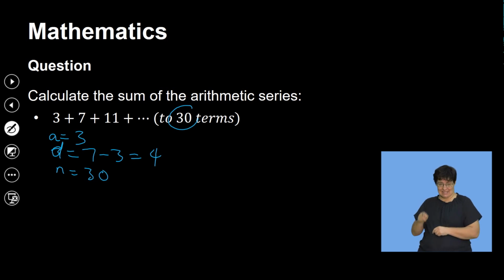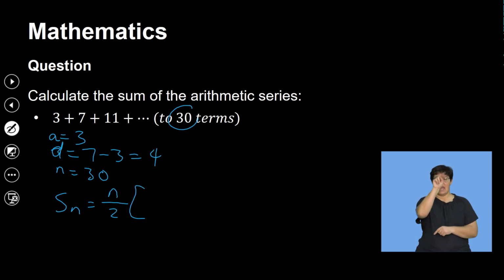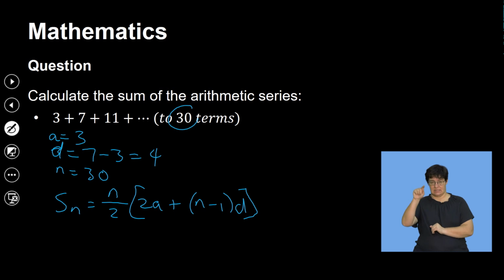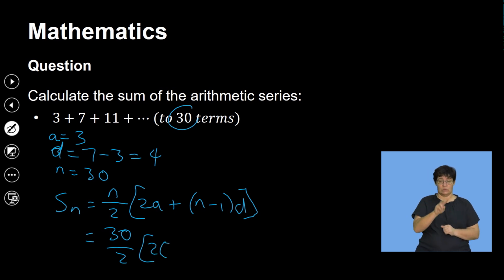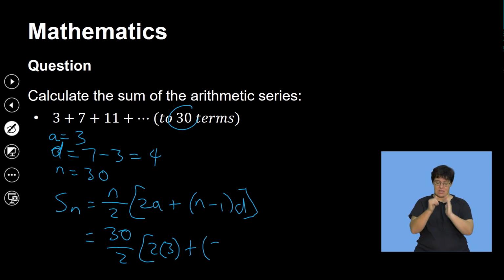I go to my formula. You first start with the formula so that you know what you are going to substitute where. Sn is N over 2 times (2A plus (N minus 1) multiplied by D). Our N, as I said, was 30, right? So my N is 30 over 2 into (2 times my A, which is 3, plus my N there, which is 30 again, minus 1, and my difference is 4).